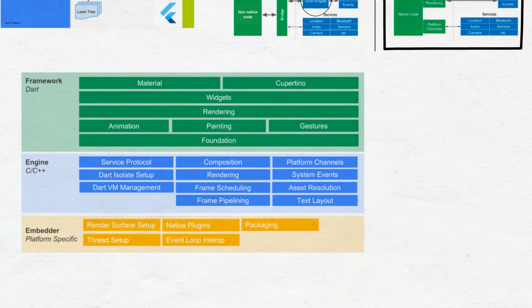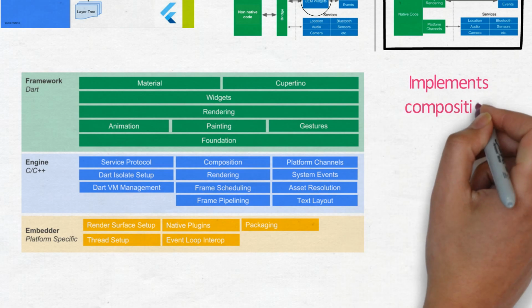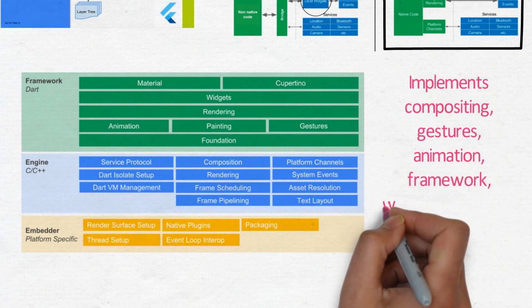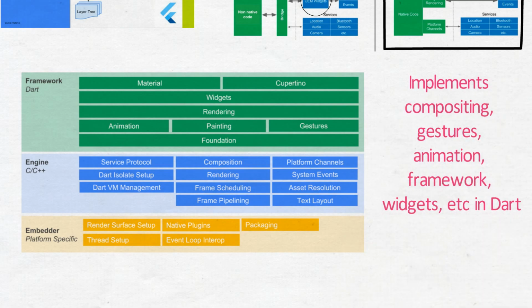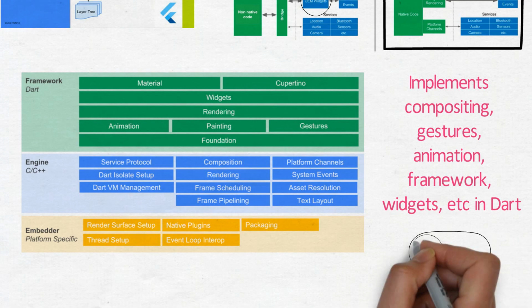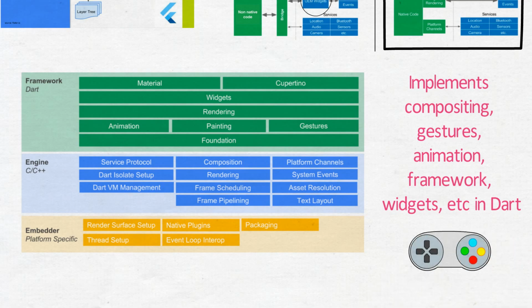In addition, Flutter is different because it only has a thin layer of C, C++ code. Flutter implements most of its system compositing, gestures, animation, framework, widgets, etc. in Dart. This gives developers tremendous control over the system as well as significantly lowers the bar to approachability for the majority of the system.